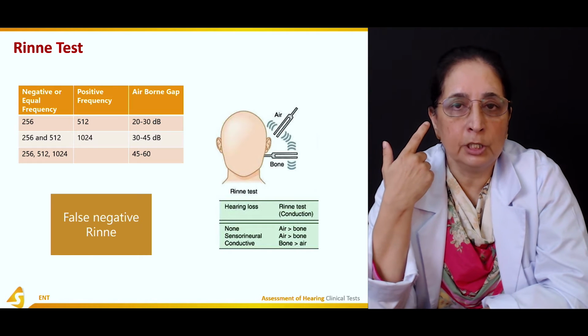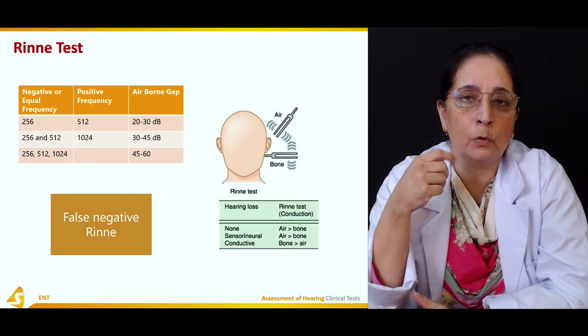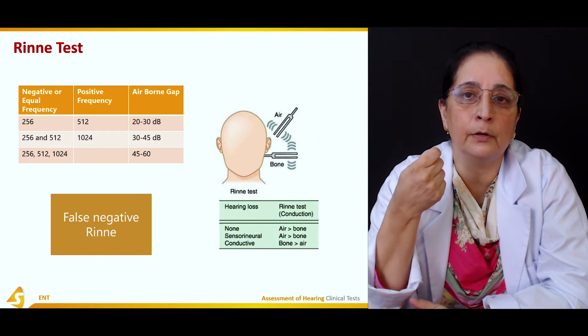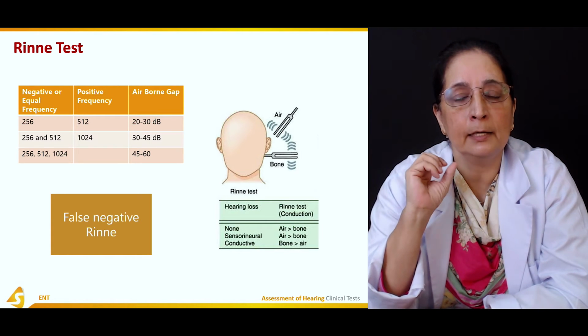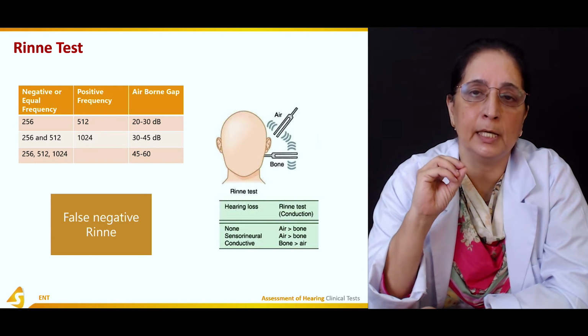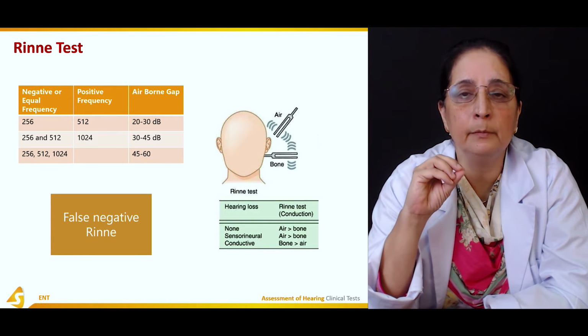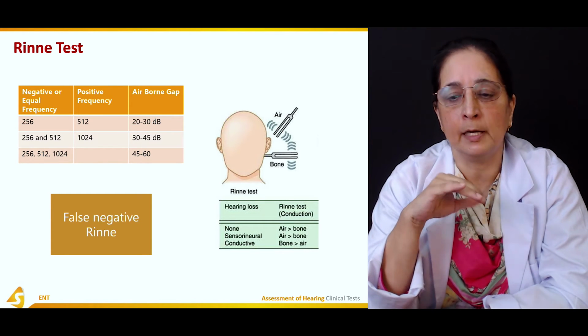If the patient is not hearing the vibrating tuning fork once you put it in front of the ear, it means the patient has conductive hearing loss, or there is some obstruction in the external ear or the middle ear that is causing conductive hearing loss.